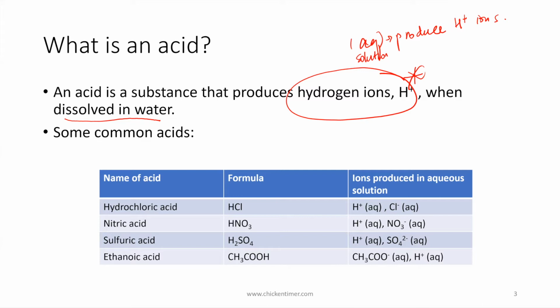Then you have certain examples like the list below. I have hydrochloric acid, nitric acid, sulfuric acid, and ethanoic acid. Just for the sake of knowledge, these are strong acids, and this is a weak acid. Strong acids are usually mineral acids. Of course, they don't make sense right now. Mineral acids are those that you find in your lab.